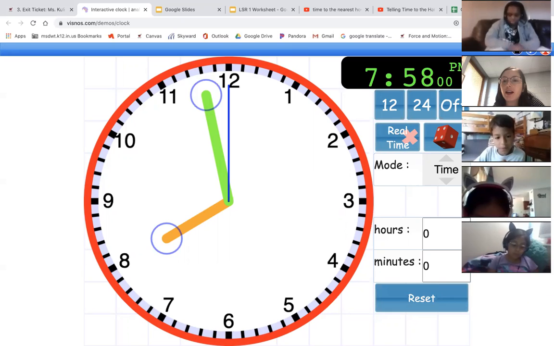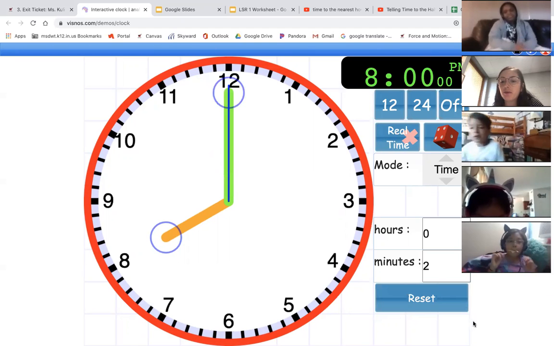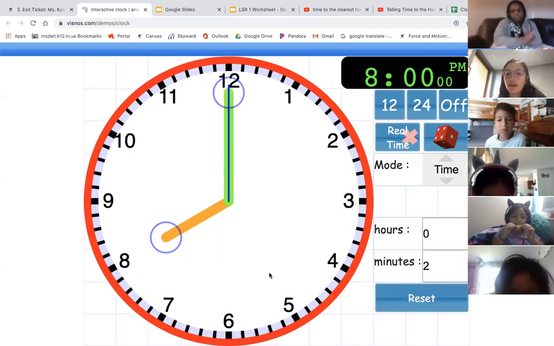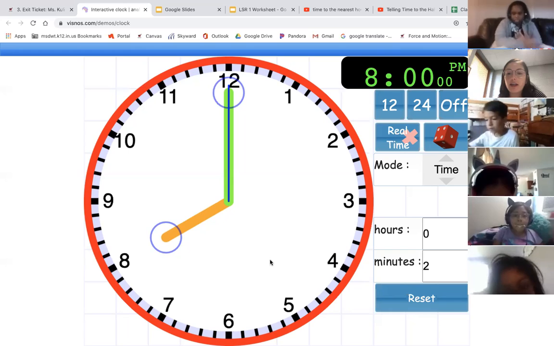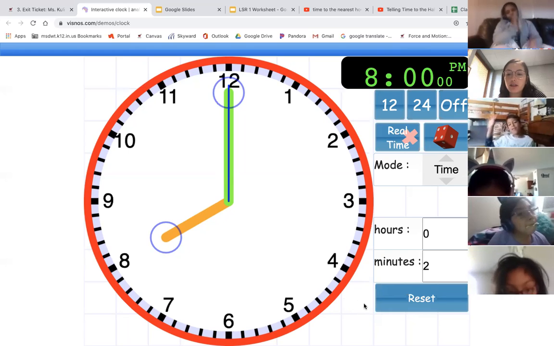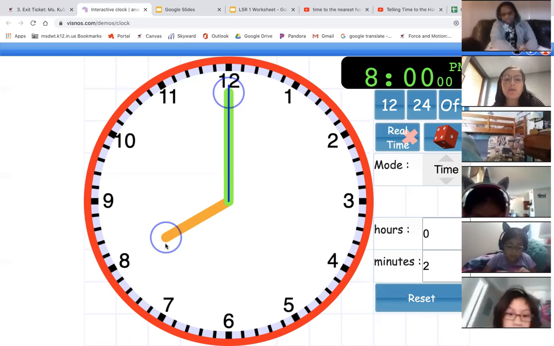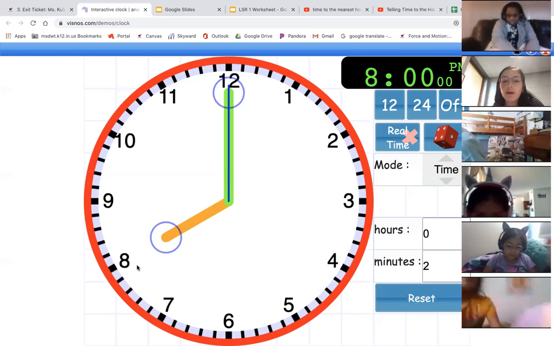So look at right now. This is kind of a cool clock. Okay. Someone raise your hand and tell me what time is it right now? What time is it on my clock? Raise your hand. Aaliyah, what time is it? 8 o'clock, perfect.